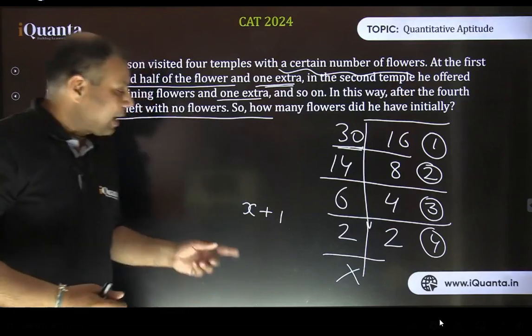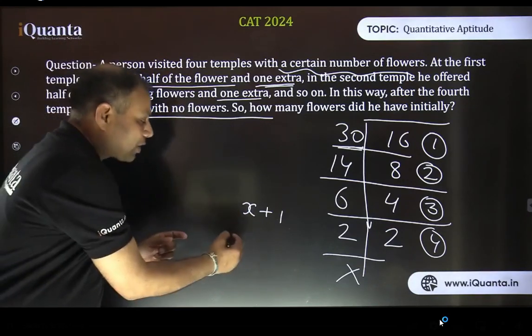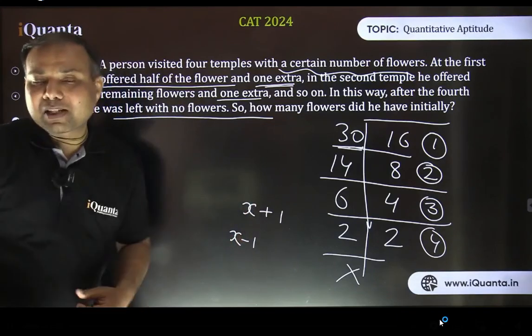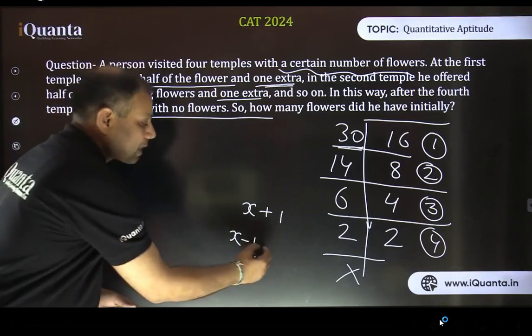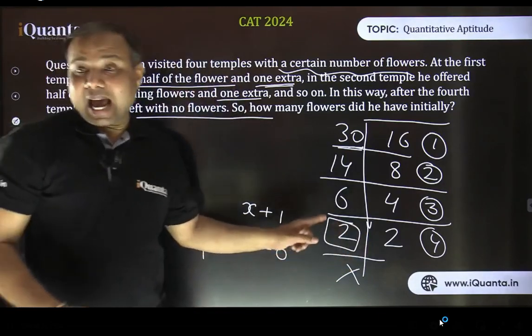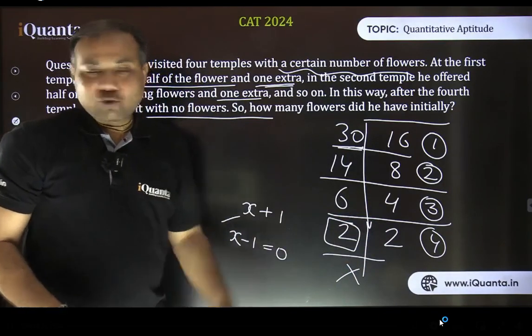How may it happen? If he has offered half the flowers, x, then half should have been left, right? Half should have been left. From that he gave 1 more. So x minus 1 flowers must have been left, but he is not left with anything. That means x minus 1 is 0, or basically x is 1. Or he was having 2 flowers before he offered anything in the last temple. So that is the way to backtrack.